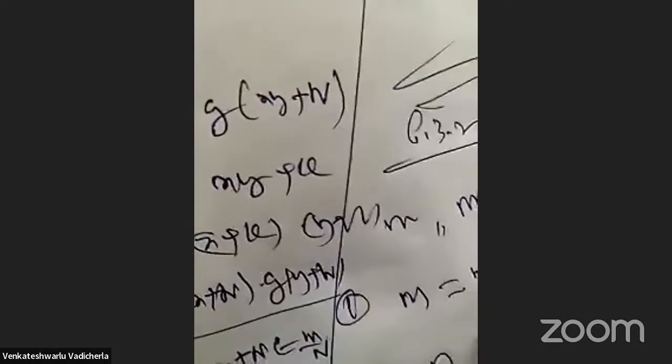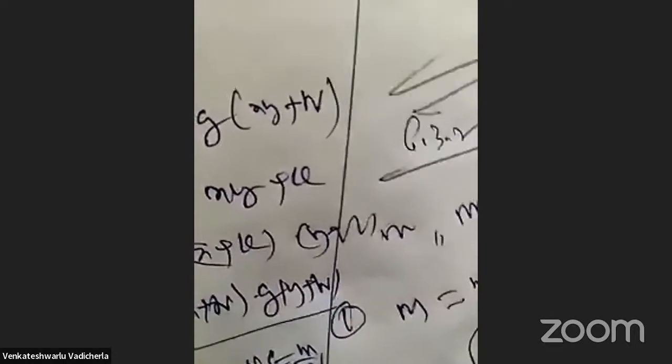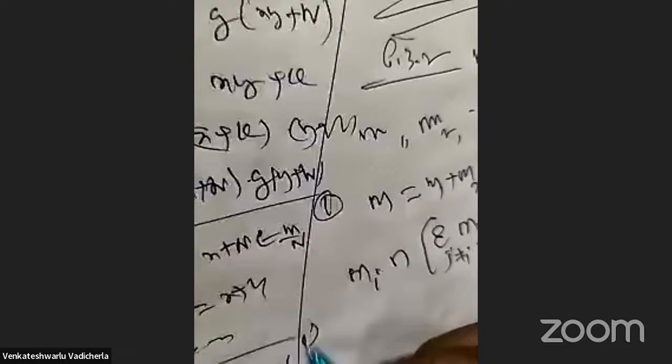First, M is equal to M1 plus M2 plus up to Mn, and Mi intersection Mj is not equal to zero for i not equal to j. Second, every element is x1 plus x2 plus up to xn, with xi belongs to Mi.